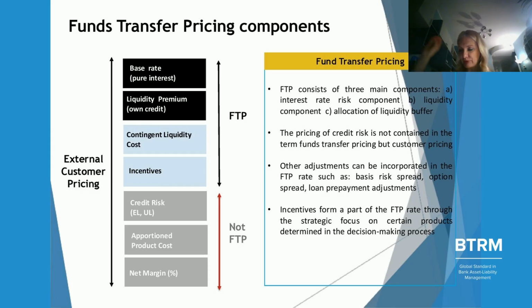We'll be talking about ITP, LTP, and CoLC. CoLC is the cost of liquidity, or contingent liquidity cost, which is the next component of the FTP. Although I've heard many times, and I don't argue this, some FTP practitioners saying that it's actually not part of the FTP rate.